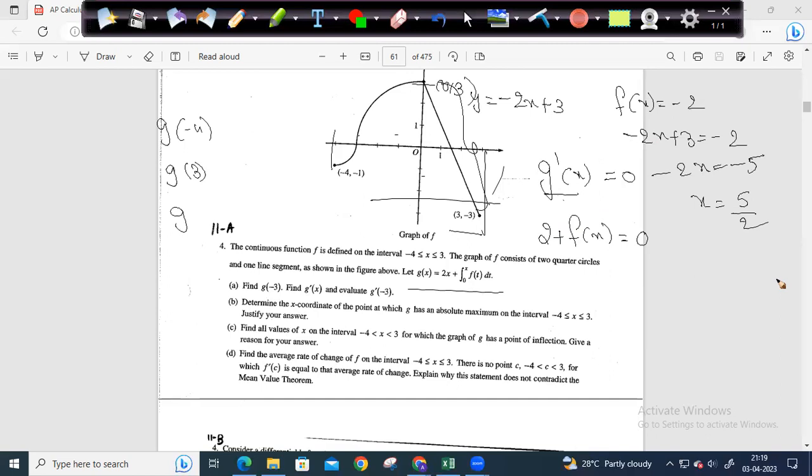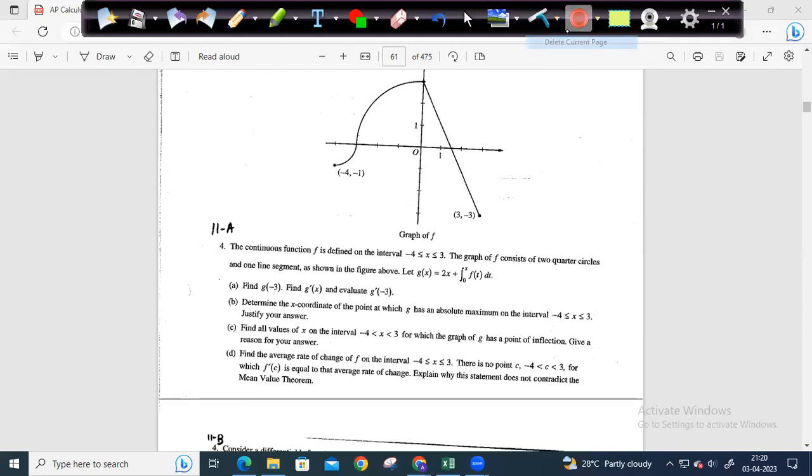So the absolute maximum can occur at -4, it can occur at 3, it can occur at 5 by 2. Now we need to see at which point it occurs. For this, they'll give 1 mark because you found the critical point and something. Okay, yeah.